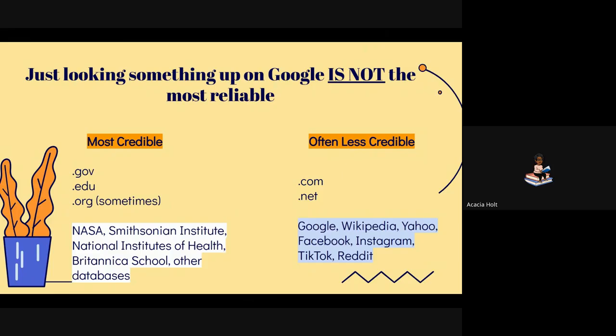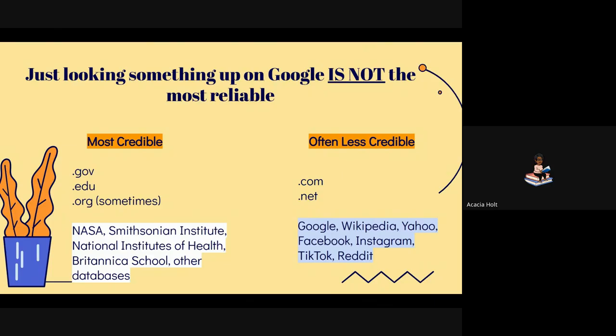Not as credible, but things that we may find often are .coms and .nets. A lot of these have ads on their sites or in their articles. In addition, you'll notice that they may be trying to convince us of something. Also, many of these places are places that anyone can post. So Google, Wikipedia, Yahoo, Facebook, Instagram, TikTok, and Reddit.